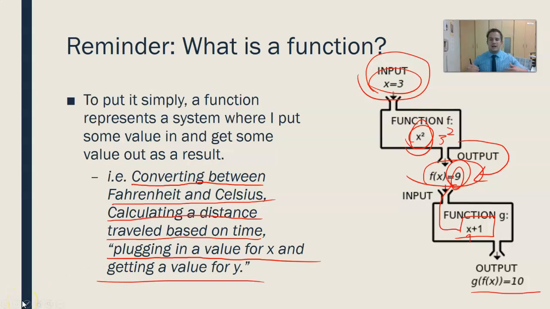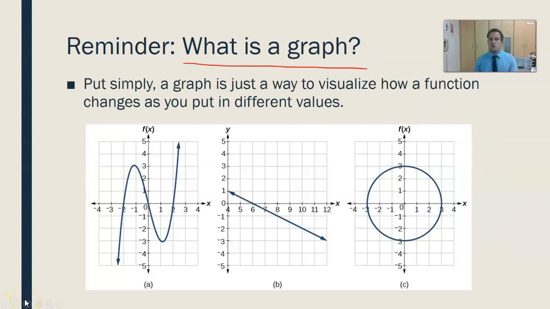But if I want to put in a billion different inputs, I want to see what all the outputs are going to be for a bunch of different inputs, it's going to be a lot harder to do that by just listing out all the number inputs and then listing out all the number outputs. So instead, we can represent that information graphically.